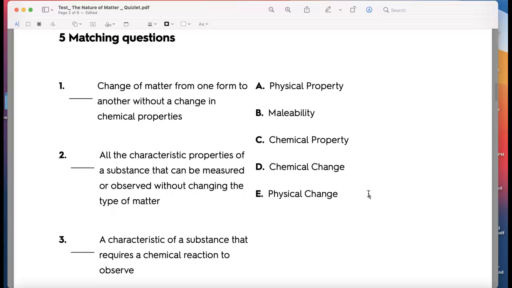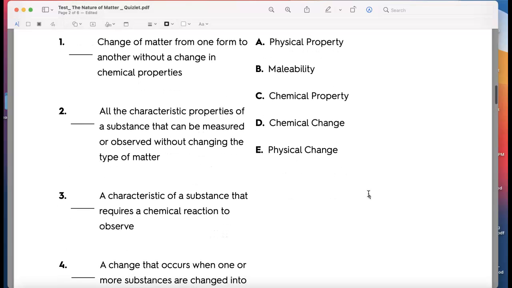Okay, 5 matching questions. Number 1. Change of matter from one form to another without a change in chemical properties. Is that A, physical property, B, malleability, C, chemical property, D, chemical change, E, physical change? Okay, think about the question. Whatever letter you believe is correct, write it on the blank for number 1.